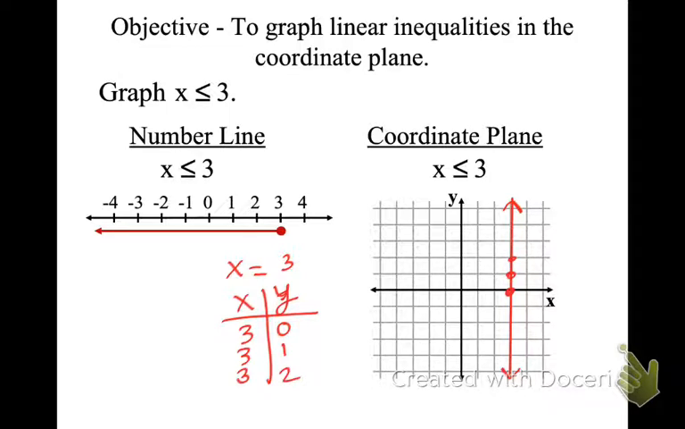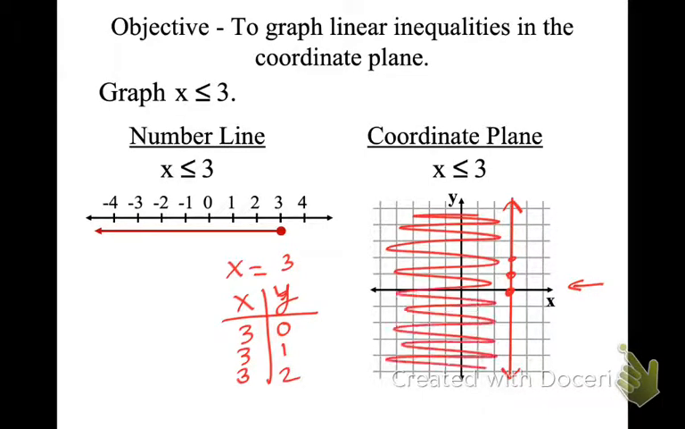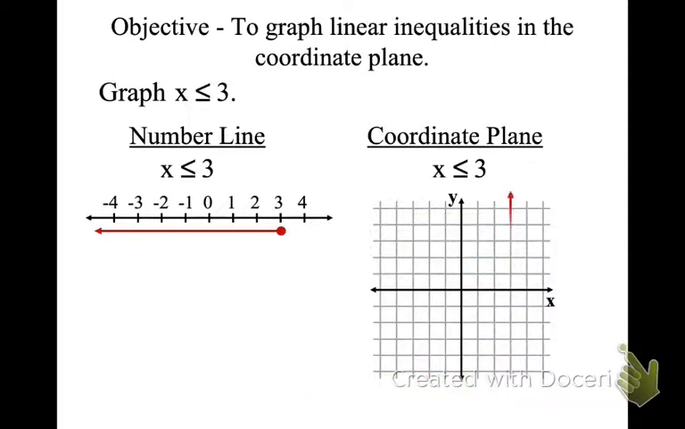Now, the shading. Where are the numbers less than 3 on this number line here? Is it on the right side or the left side? So then we would shade that entire side. You could do a colored pencil, you could do a pen, you could do a highlighter. Doesn't matter what you do it with.